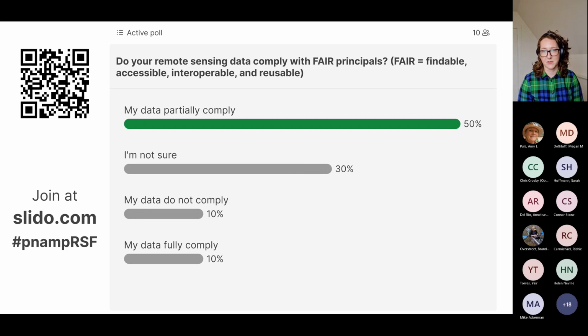Yeah, and like I said, there's a number of reasons why you might not be able to make your data accessible. There might be sharing restrictions, privacy restrictions. But I am a little surprised to see that some people are saying that their data fully comply, because it's a difficult thing to do. And you have to really thoughtfully try to put a plan in place to establish FAIR principles for your data sharing. So thank you to everyone that answered and participated.